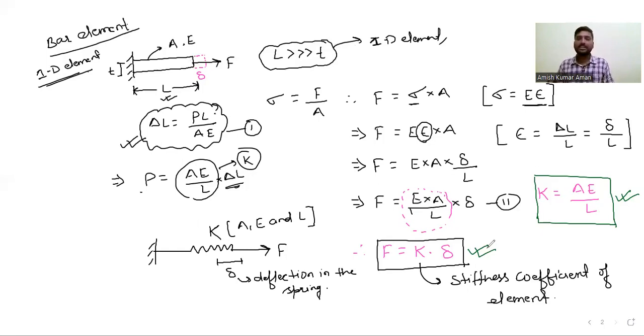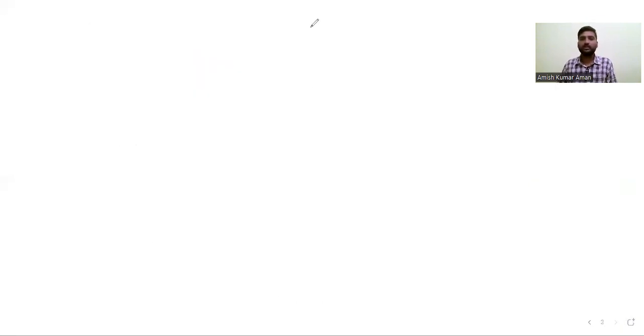Now, this is the general case, where I have derived the equation F is equal to K into delta, and delta is the displacement of the total element. So now let us take a special case, where I take a bar element having two different forces at both ends. Here only one side is fixed, and the other side has an applied force F. So let's take another case, case number 2.